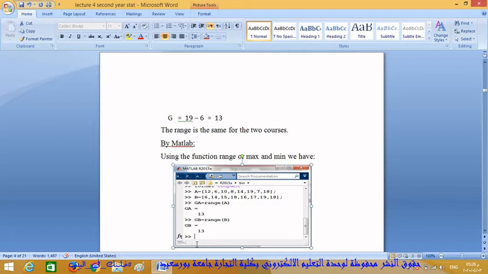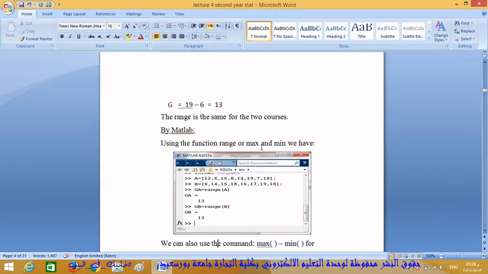By MATLAB, we have a function called range. Range means the difference between the maximum value and the minimum value in the data set. So we can use the function range or the functions max and min, which mean maximum and minimum value in the data set. Now enter the data like this. A equal 12, 6, and so on, and B equal 6, 14, 15, and so on.